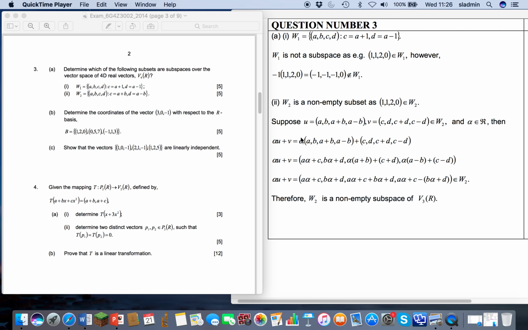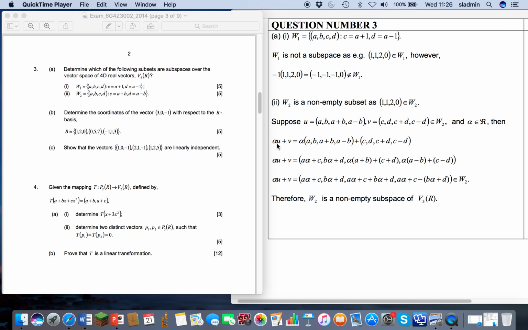Now to prove it's a subspace, we take two general vectors. So here U is the vector of this form and V is the vector of this form. And now you can see that these are two general vectors which are in W2. So C is equal to A plus B and D is equal to A minus B. And here you can see that this vector is C plus D and this vector is C minus D. So these belong to W2. Alpha is a real number.